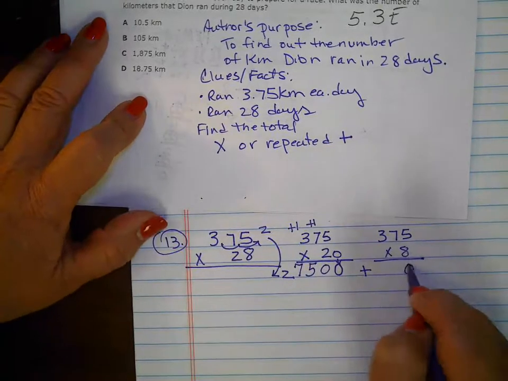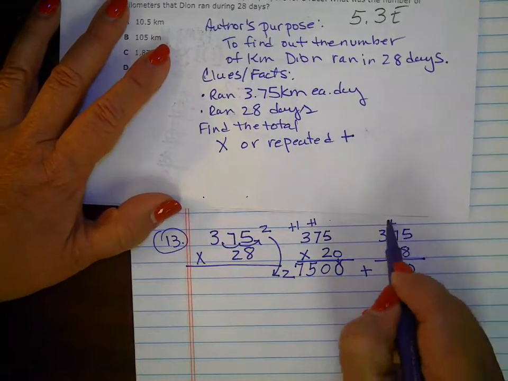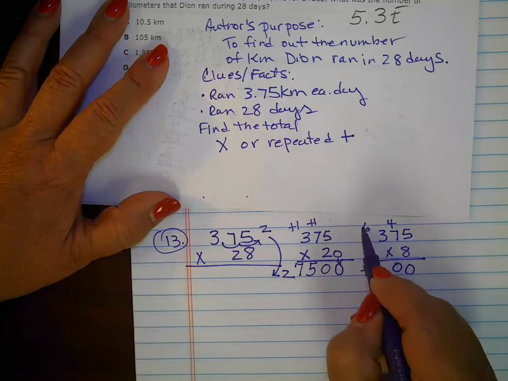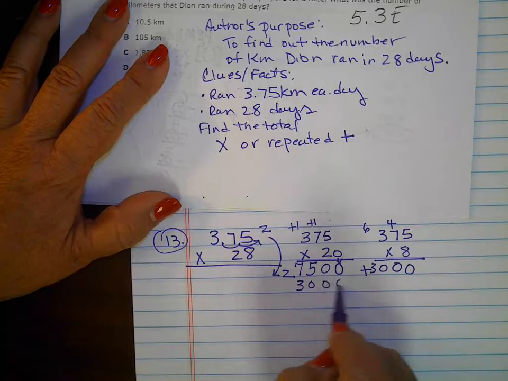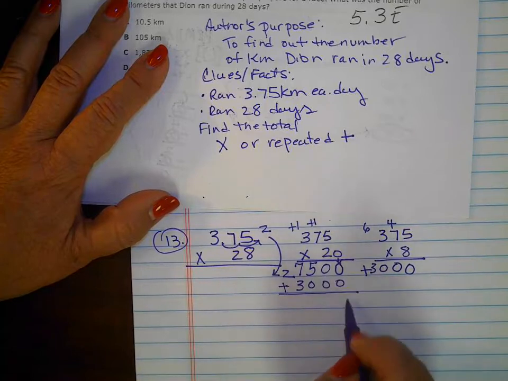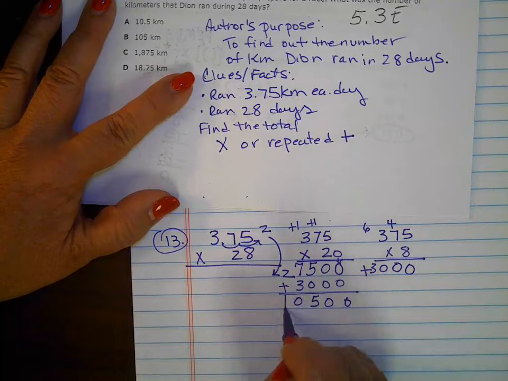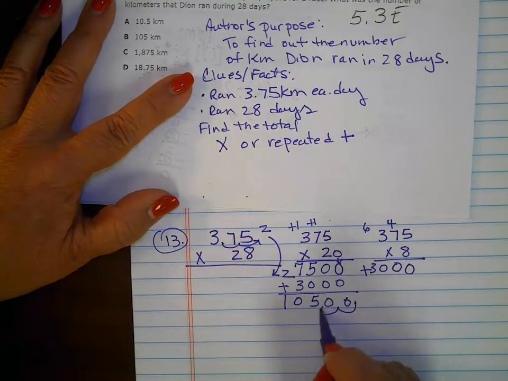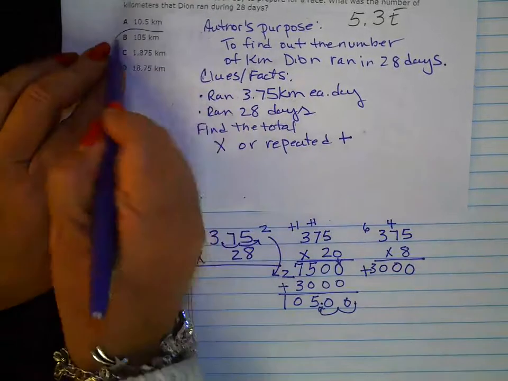8 times 5 equals 40, regroup. 8 times 7 equals 56, plus 4 is 60. 8 times 3 is 24, plus 6 is 30. I'm going to add these up, line everything up. That's 0, 0, 5, 7, 8, 9, and 10. Now I need to move my decimal over 2 times, so it's 1, 2. So the answer is he ran 105 kilometers.